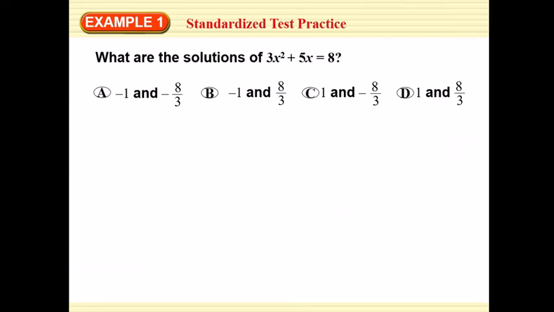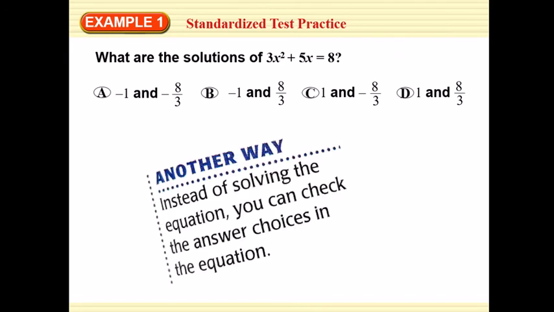Alright, so what are the solutions of 3x squared plus 5x equals 8? So step 1 here, we're going to have to rewrite it. But there is another way. Instead of solving the equation, you can check the answer choices in the equation. When you substitute in the values for x here and x here, you should get a true statement. Both of them should come out to true statements. You should get something that ends up looking like 8 equals 8. That's true. So if it's a multiple choice question, that's one way to go about it.